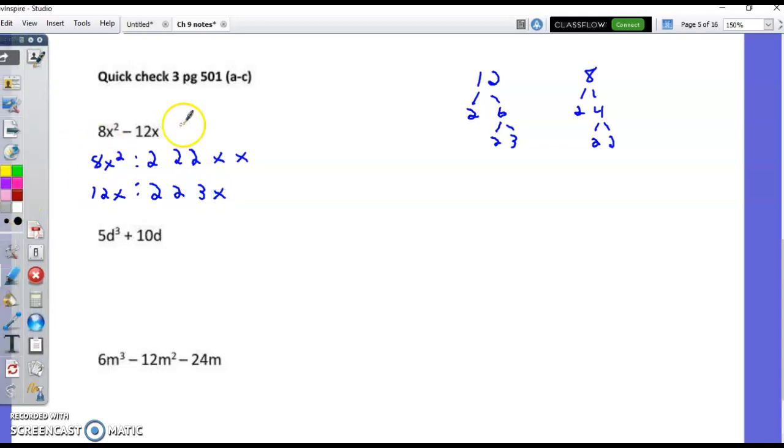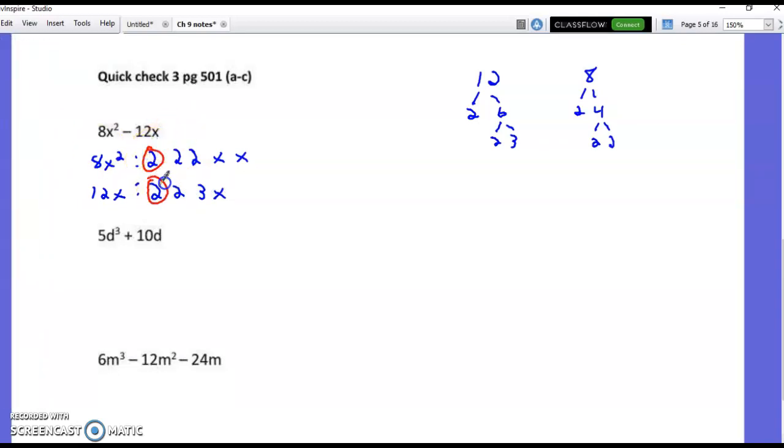So if we look here, what's in common? We have a 2, another 2, and an x. So 2 times 2 times x would be 4x. Now that's going to be on the outside.